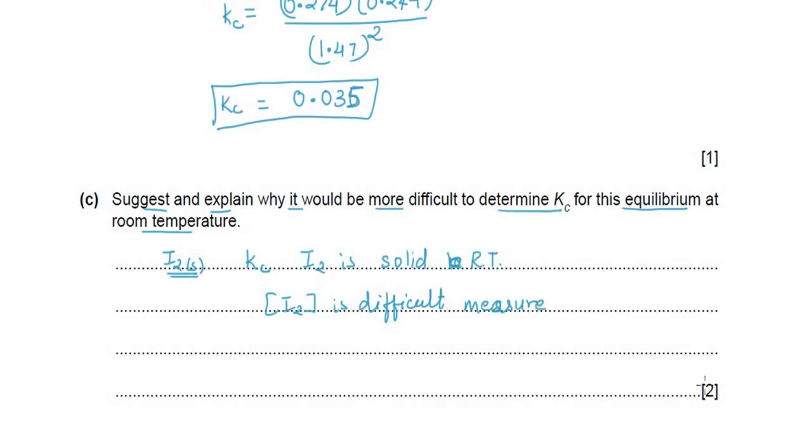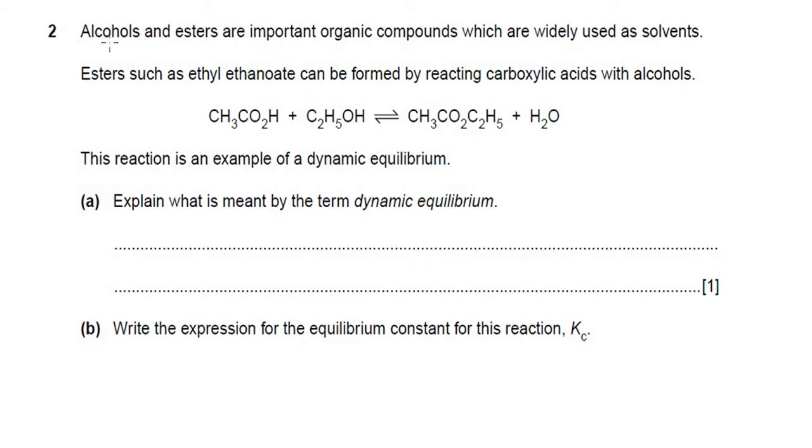So this gives you 2 marks, but you can write one more point that at low temperature, at room temperature, the reaction will be too slow. Reaction is too slow, so it is difficult to measure the concentration, and so it gives us difficulty to determine the value of Kc. Now the next question.